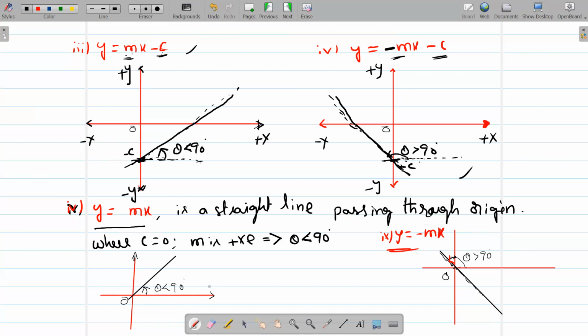So this is the positive x-axis. This is the positive y-axis. So the angle should be less than 90 degrees. Is this clear, guys? Right.